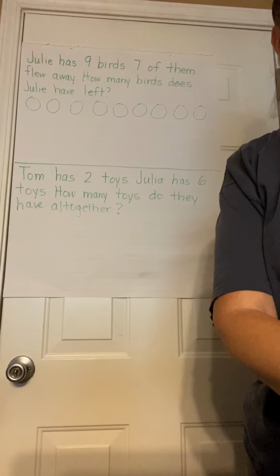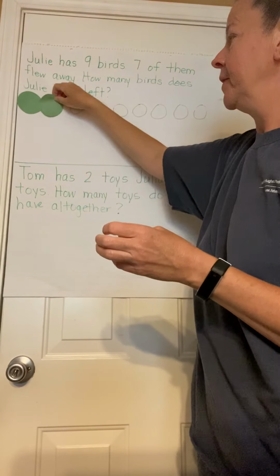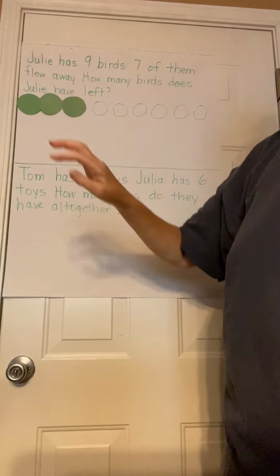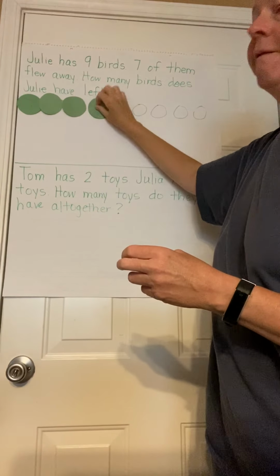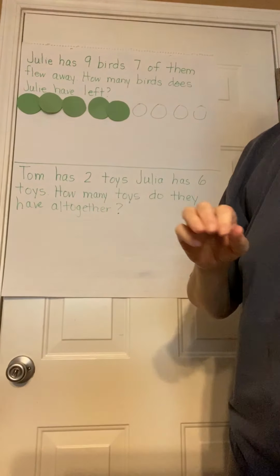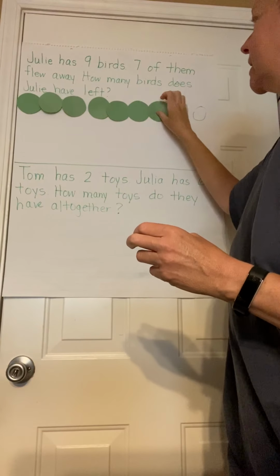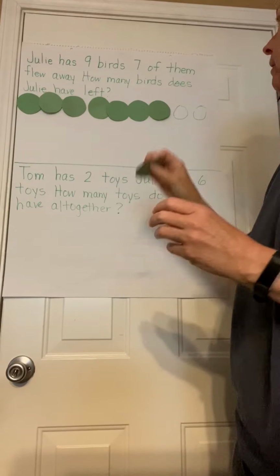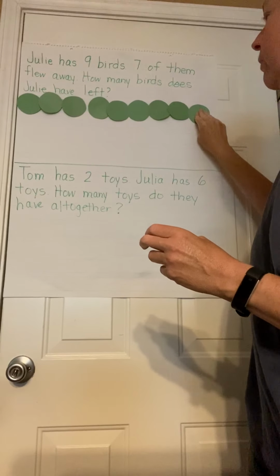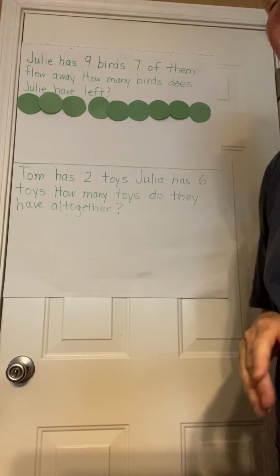Or what you can do is get your 9 counters. So there's 1, 2, 3, 4, 5, 6, 7, 8, 9. And we're just pretending these are birds, even though they're circles. You just have to use your imagination.